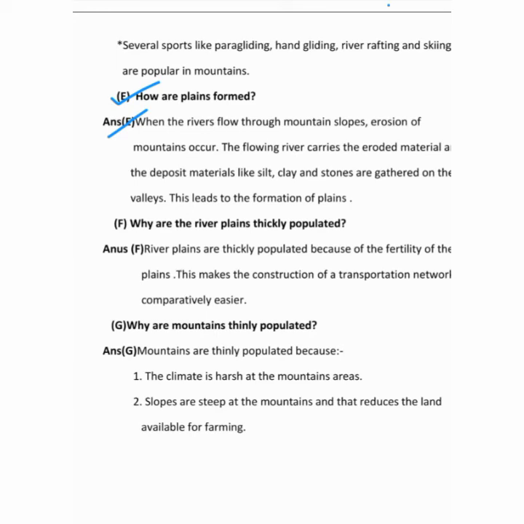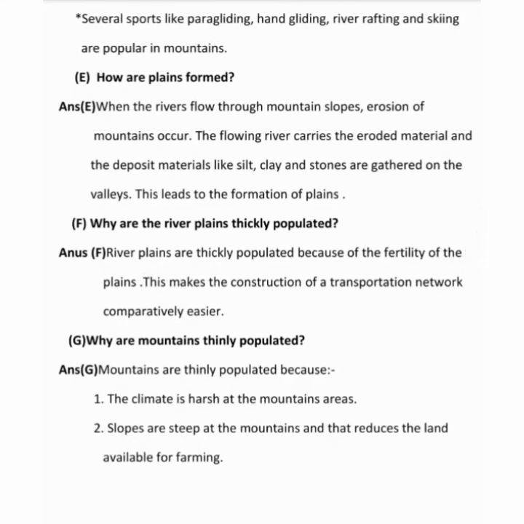Now coming to F. Why are the river plains thickly populated? River plains are thickly populated because of the fertility of the plains. It is easy to grow a variety of crops. The plains are even and flat. It is easier to construct roads and make railway lines on them. So the construction of a transportation network is comparatively easier. They also provide more flat land for building houses and cultivation of crops.